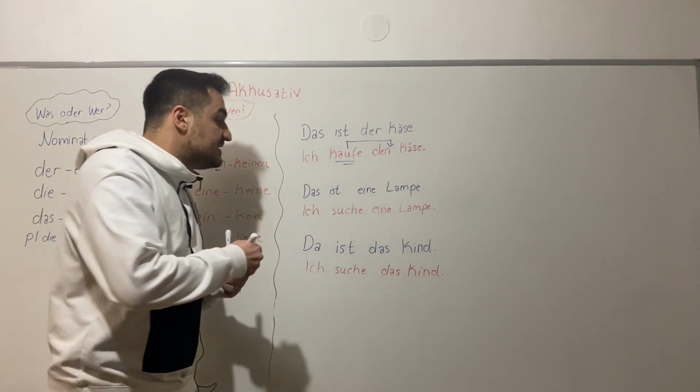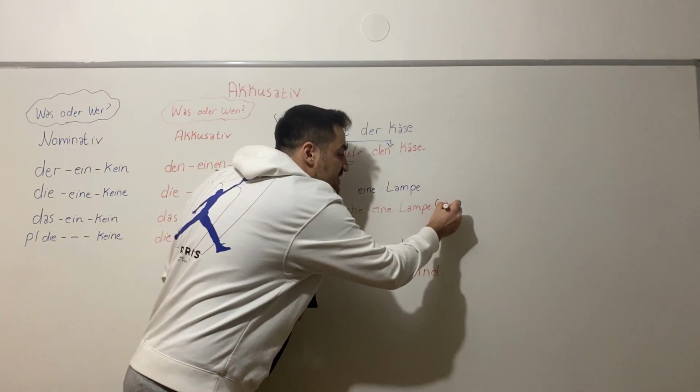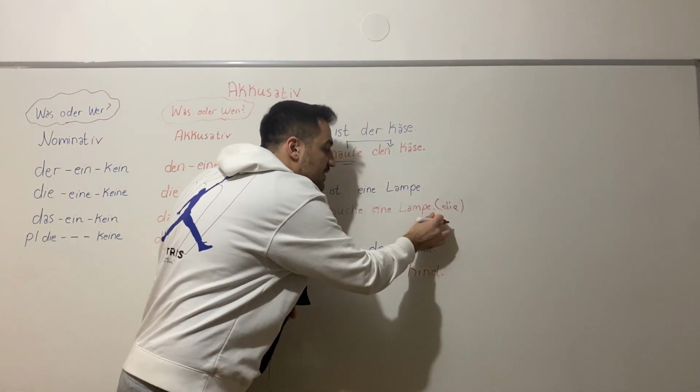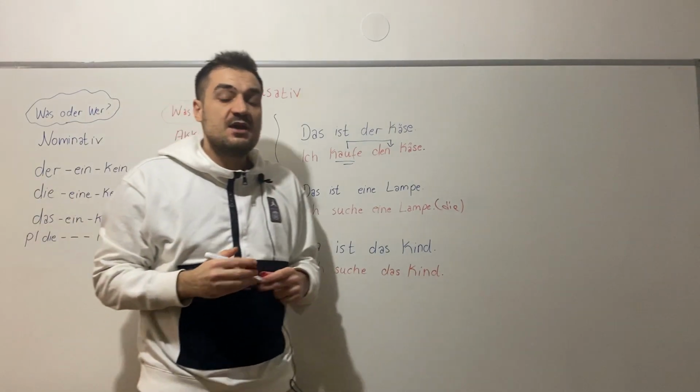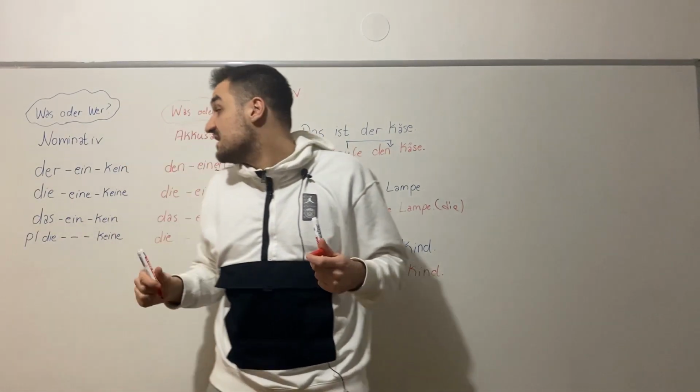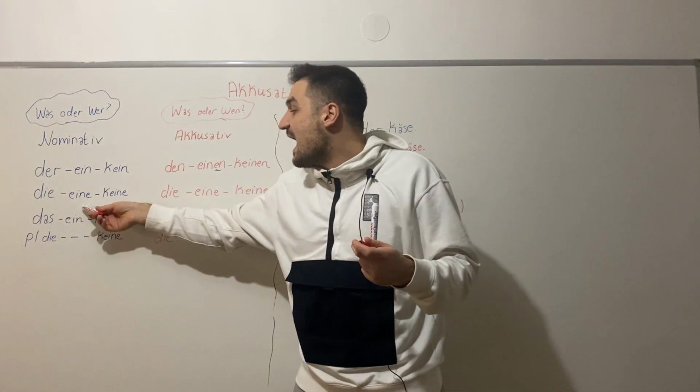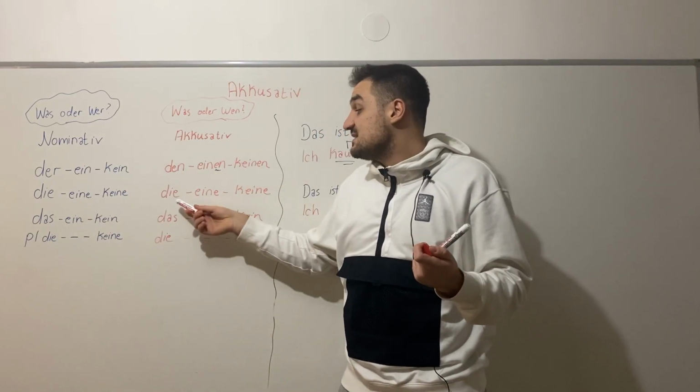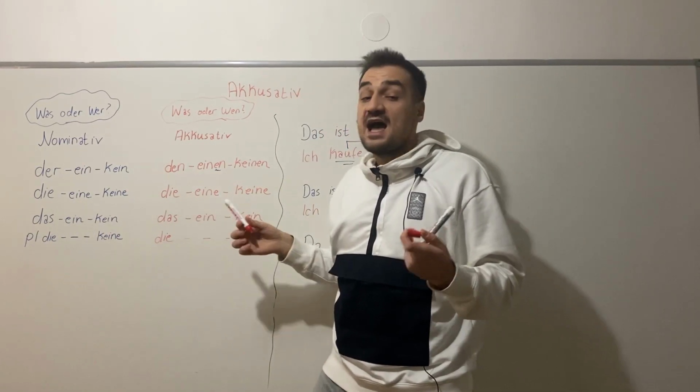That's why eine Lampe is, in this case, the article is die Lampe, and die stays as die, but you want to say a. That's why we are using die, eine, and in the accusative case, it stays what it is, like die and eine.